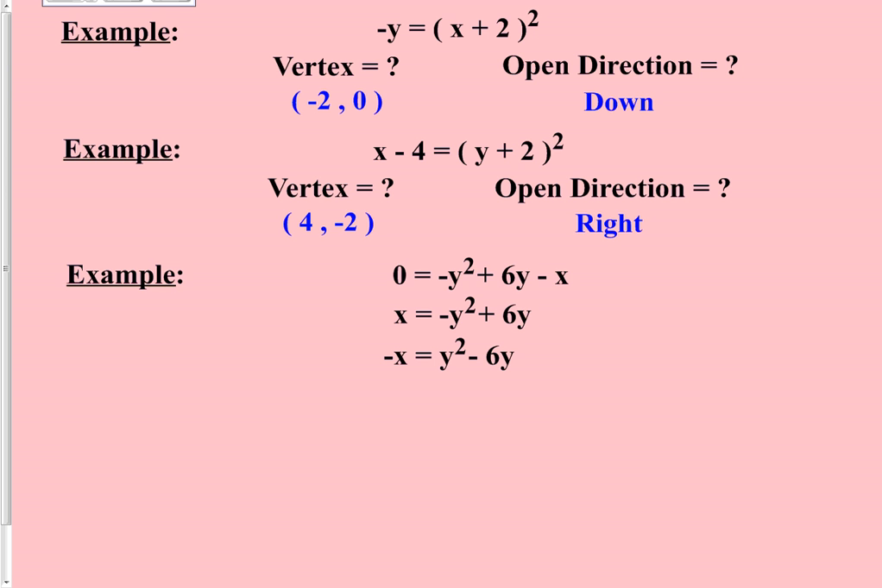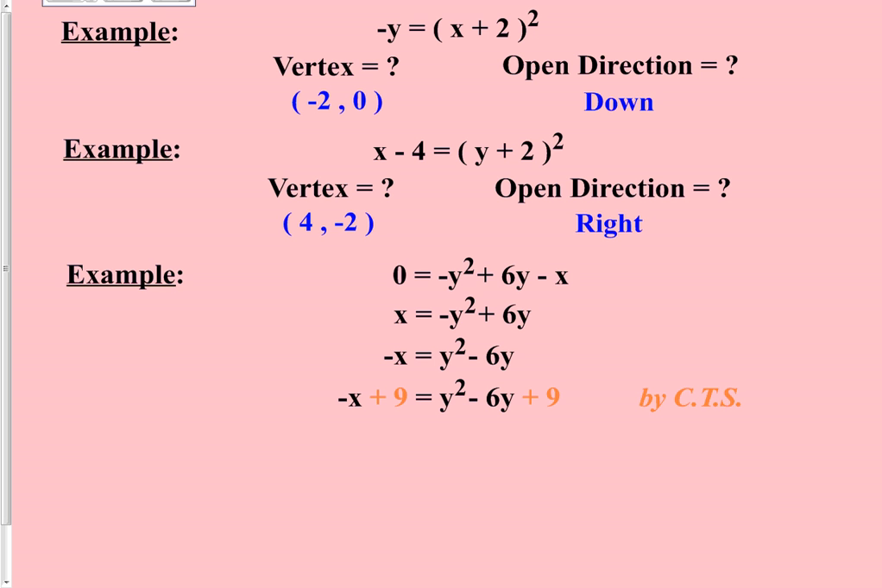Looking at the y values, we pay attention to its first dimensional coefficient, which is the negative 6. We're going to take that negative 6, half it, and square it. Half of negative 6 is negative 3, and negative 3 squared is positive 9. So both sides of this problem are going to get a positive 9 added into it. That's the completing the square method.